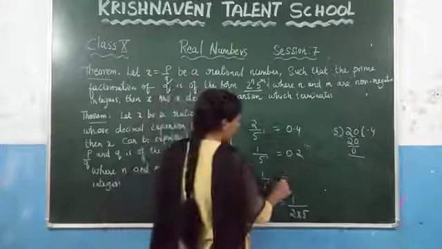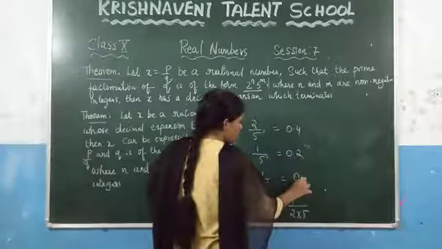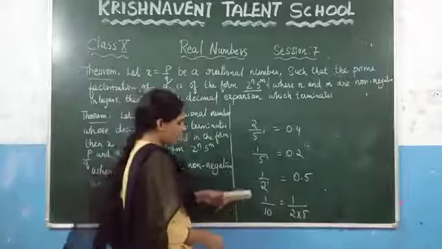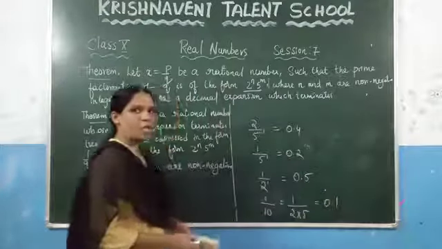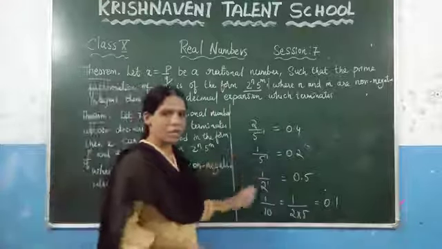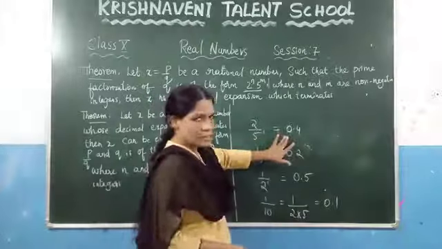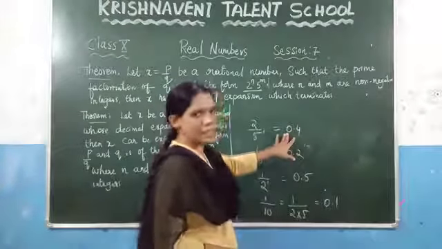Now see 1 by 2. What is the value of 1 by 2? You know that it is 0.5 and it is also a terminating decimal. And what is the value of 1 by 10? Which is 0.1. Now here you can observe that after calculating all these fractions, we are getting a result which is a decimal number, and that is a terminating decimal.